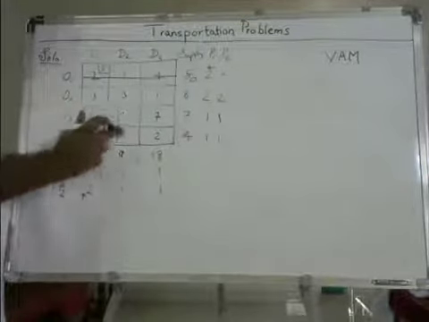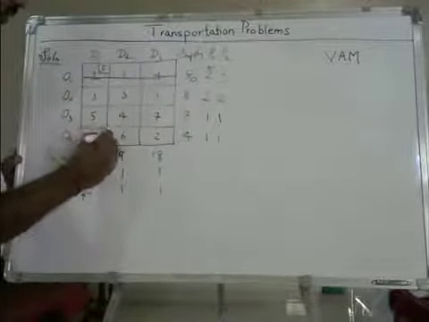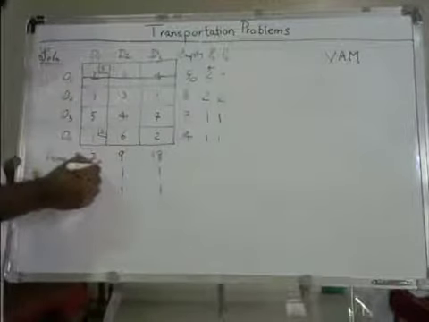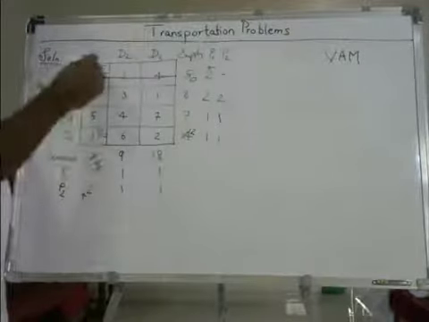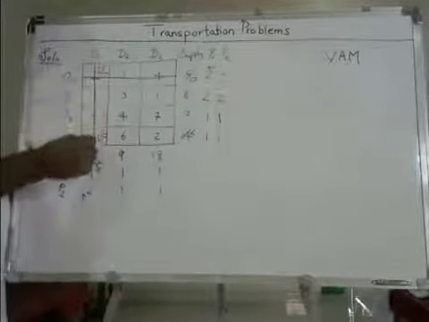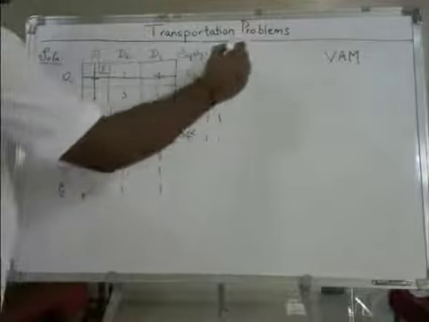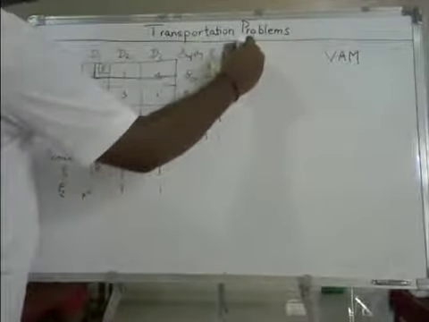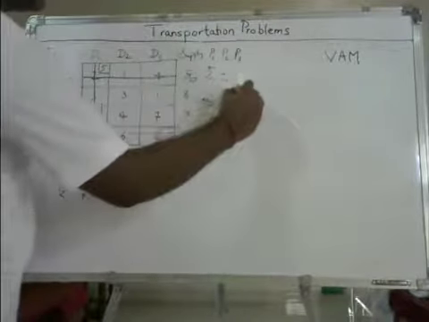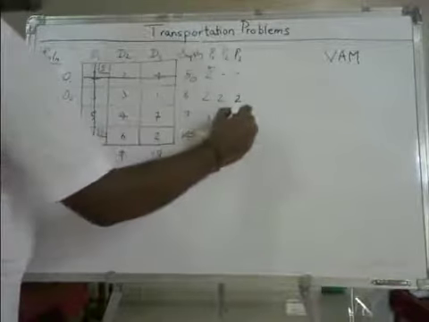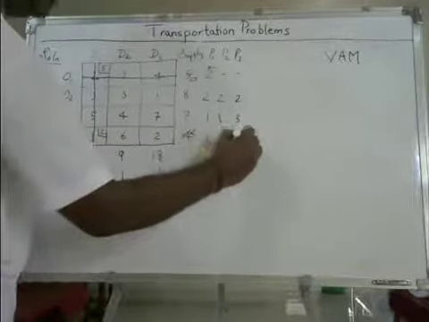So 2 and 14 is there. How much can I allocate? 2. So I will write 2 here. So 2 minus 2 is 0. 14 minus 2 is 12. So this column has been exhausted, so I will just put a line there. So I have a 3 by 2 matrix. So again I have to come up with P3. That is first row is dash. 3 minus 1 is 2. 7 minus 4 is 3. 6 minus 2 is 4.